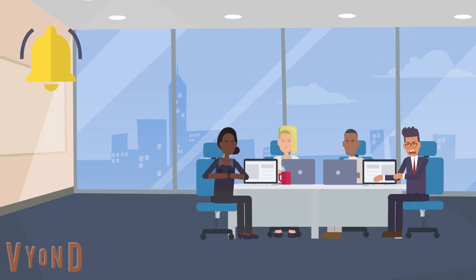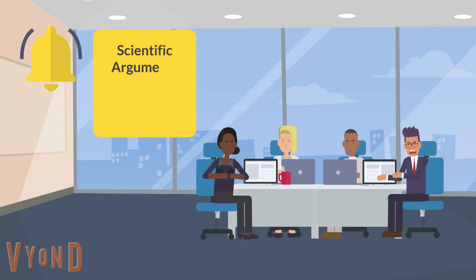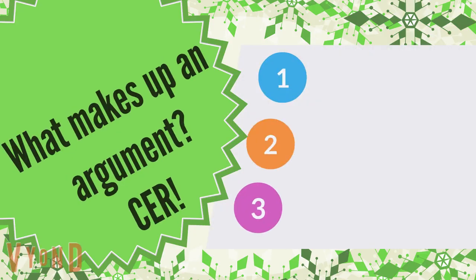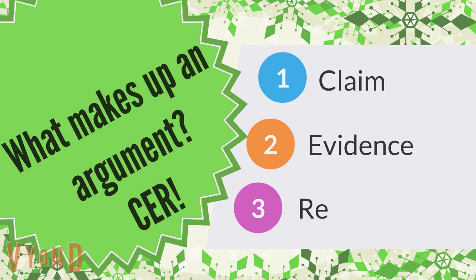Scientific argumentation is not this. Scientific arguments are not based on opinions. Scientific arguments are made up of claim, evidence, and reasoning. A scientific argument uses evidence to make a case for whether a scientific idea is accurate or inaccurate.